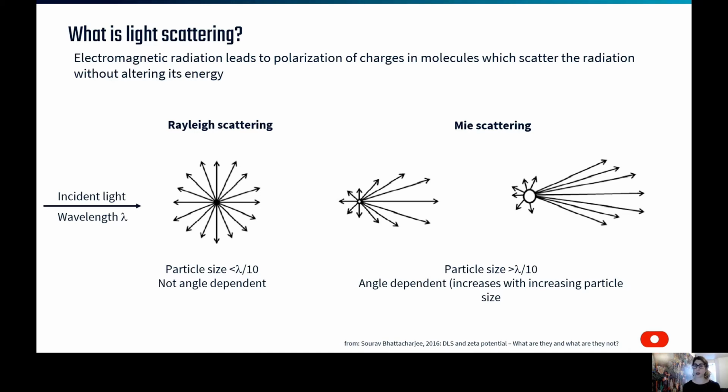Rayleigh scattering occurs when the particle impinged upon is smaller than 1/10 of the incident light's wavelength. The scattered light is isotropic, or it scatters equally in all different directions, and there's no change in the intensity depending on the angle of observation. Mie scattering, on the other hand, occurs when the particle size is larger than 1/10 of the incident wavelength. Mie scattering is angle dependent, so the back reflected light is less intense than the forward scattered light. And the larger the particle size, the stronger the angular dependence is, and the more intense that forward scattered light is.